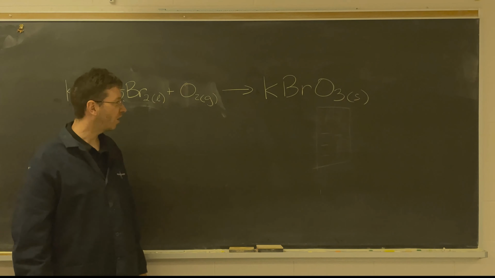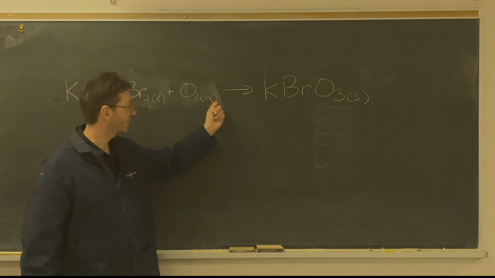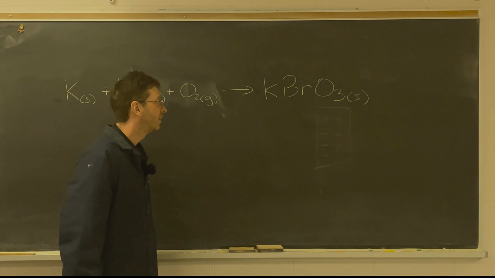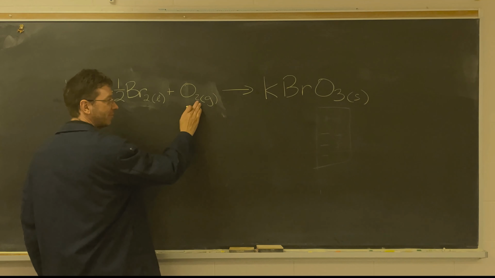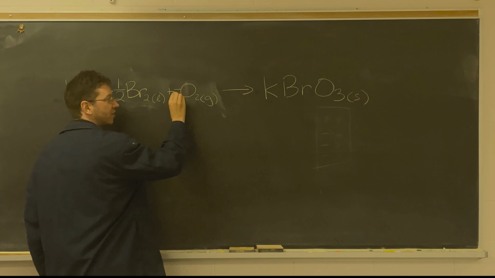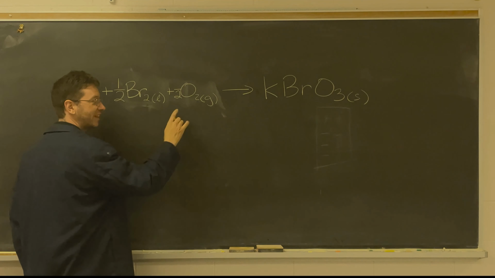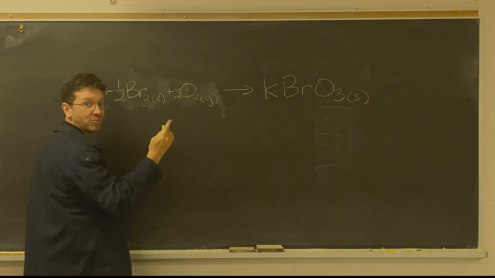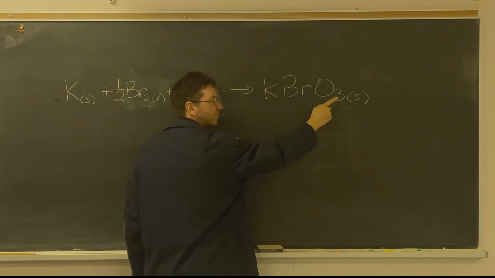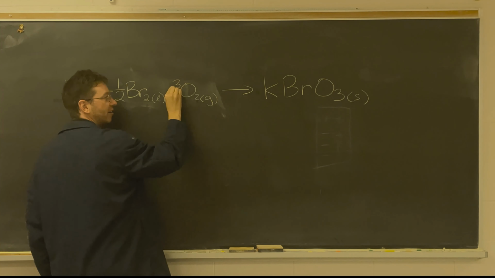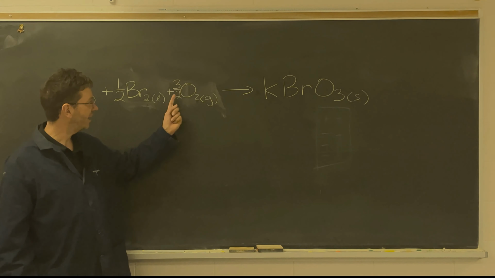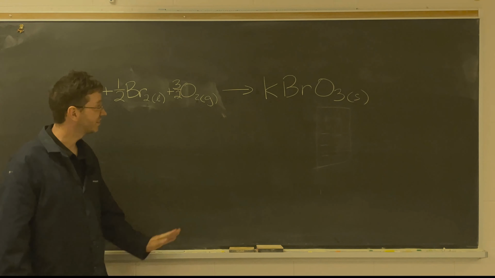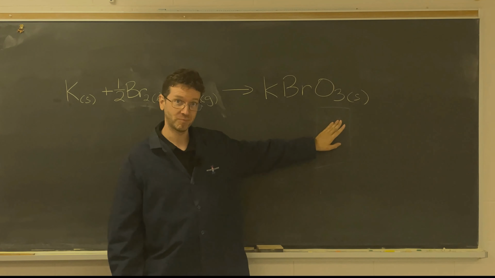Now students are usually okay with it, but some students get confused with this one. So what I recommend you do is do a fraction over 1/2. So that sort of cancels out the 2. And then if we only have 1 oxygen, all we need to do is multiply it by 3. So if I write 3 halves there, that means we have a total of 3 oxygens, and it balances.